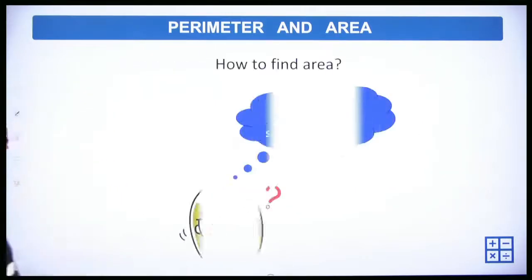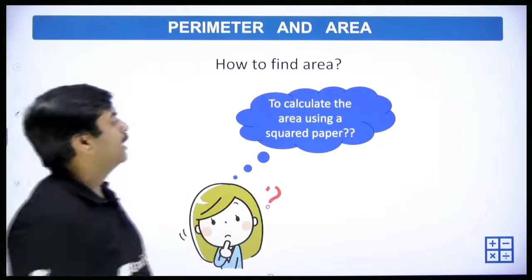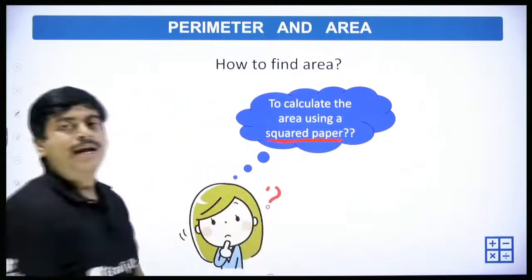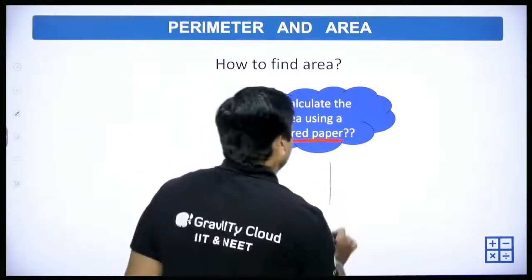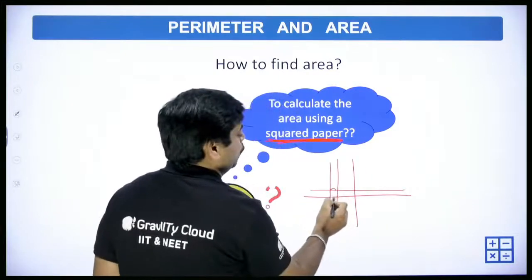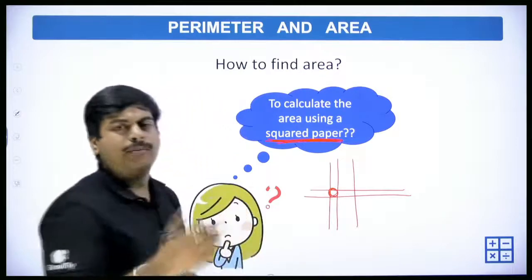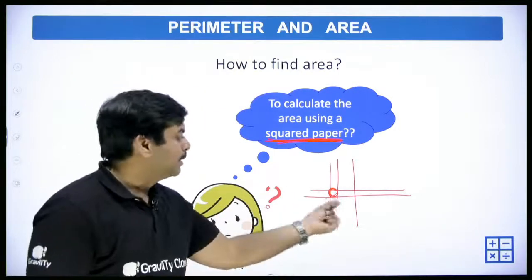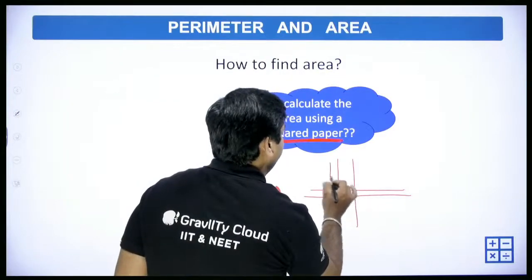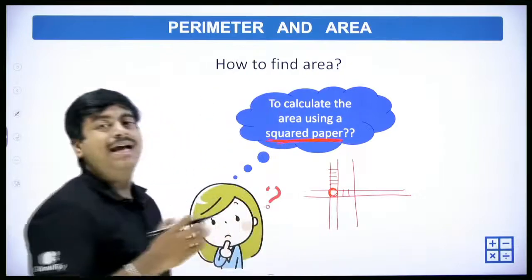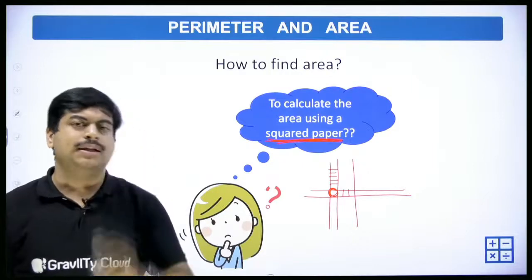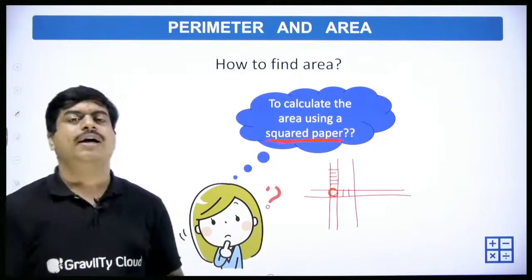So now the major question is how to calculate the area of a given figure. Let's try to understand that. We can calculate the area using squared paper. What do you mean by squared paper? Squared paper has unit squares in it. This is one unit square, like 1 unit meaning 1 centimeter, let's say. You have one more square, and one more square, so the complete paper is made of squares. If we take one box as one square unit, from there we can find the area, right?